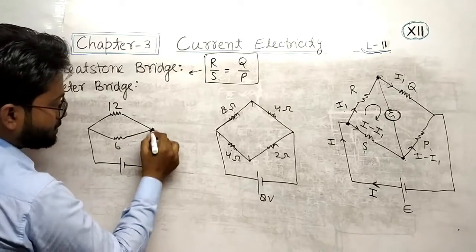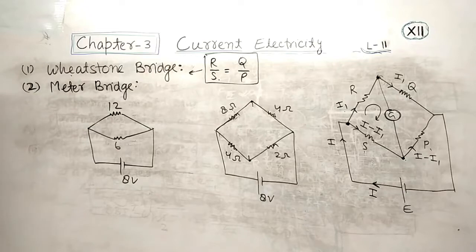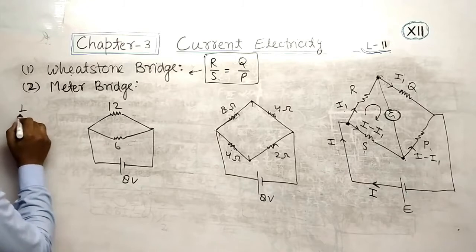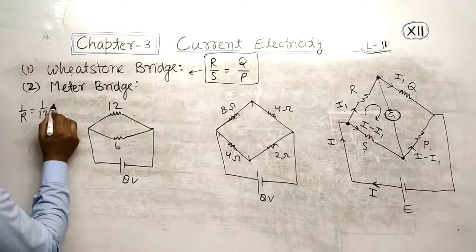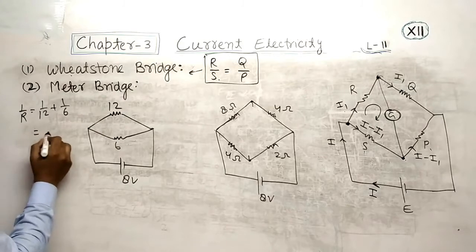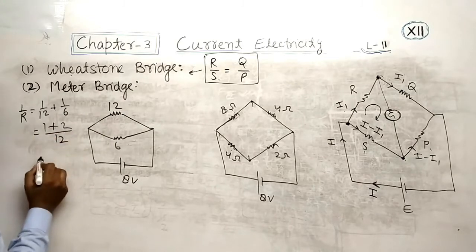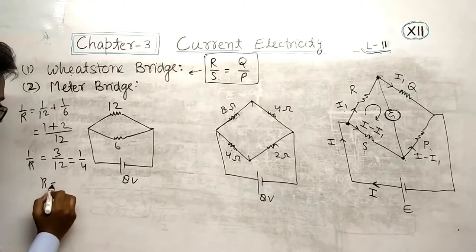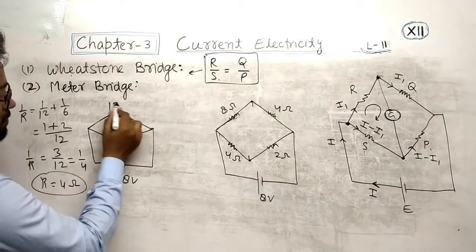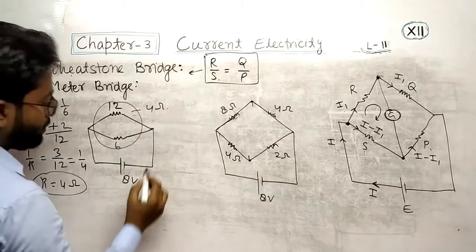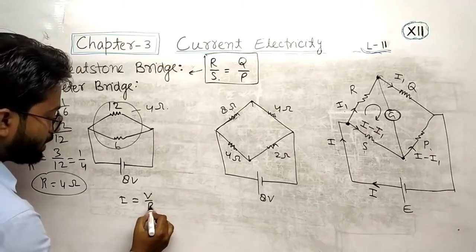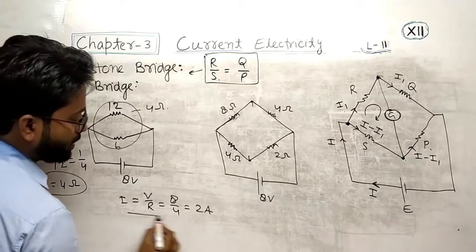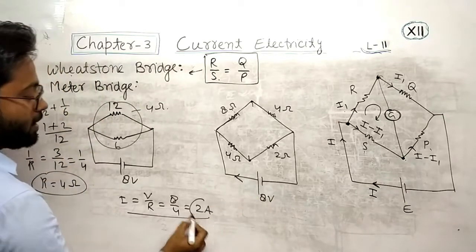The battery is 8 volt. These are in parallel. 1 upon R is equal to 1 upon 12 plus 1 upon 6, LCM 12, 1 plus 2, 3 upon 12, 1 upon 4. So R equivalent equals 4 ohm. Current will be equal to V by R, that is 8 upon 4, that is equal to 2 ampere. Means current drawn from the battery is 2 ampere.